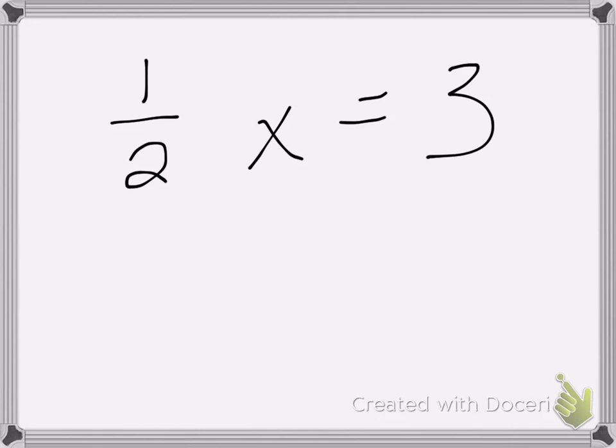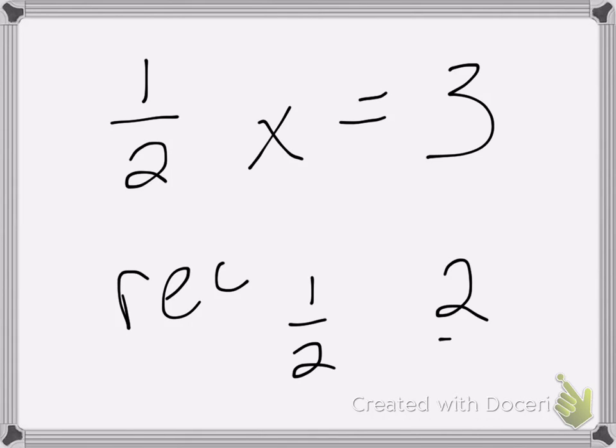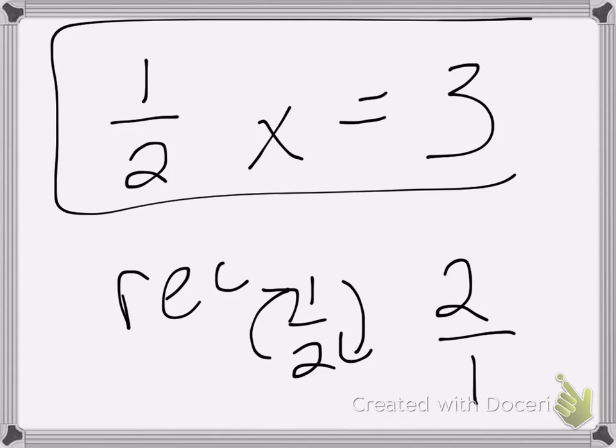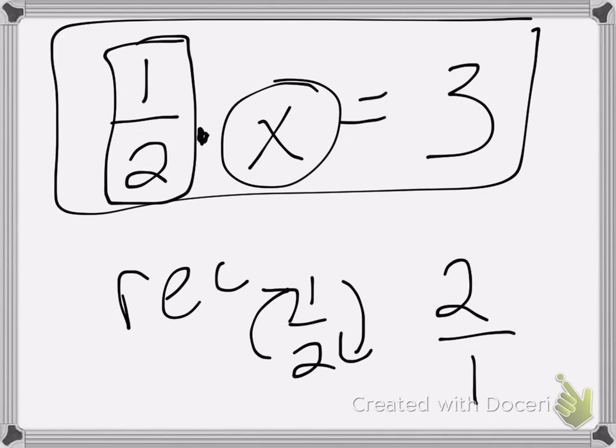You could also do it like this. You've got 1/2 times x equals 3, right? Well, there's something called the reciprocal. If you remember what the reciprocal is, you know that the reciprocal of 1/2 is 2 over 1. You just flip it, right? So if you see something like this and you've got a variable multiplied by a fraction, there's something they call multiply by the reciprocal.